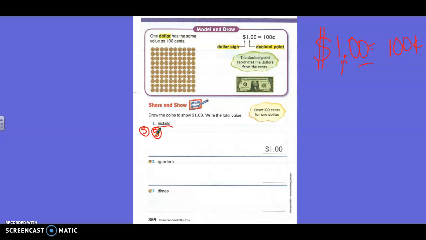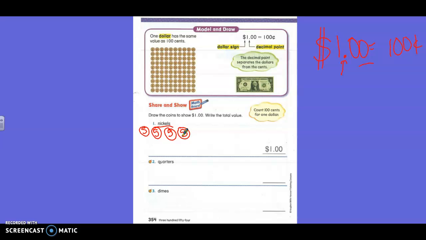I'm not writing 10. I'm still writing 5. Okay? 5, 10, 15, 20. You only are writing 5, guys. You should have 4 right now with 4 coins. You all have 4 coins? With 5 in them? Okay.